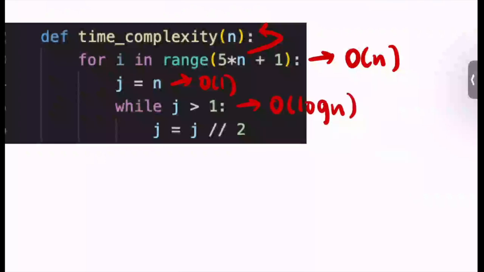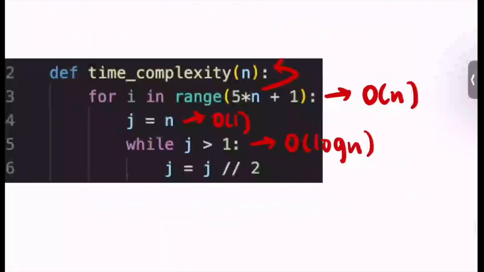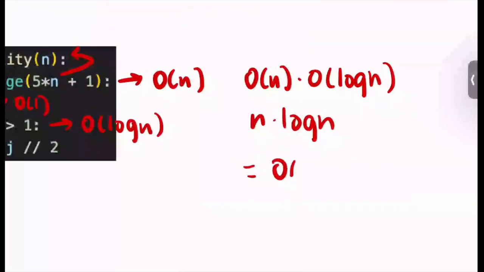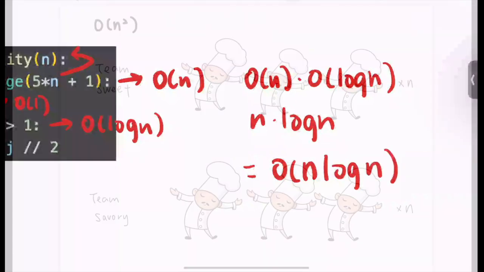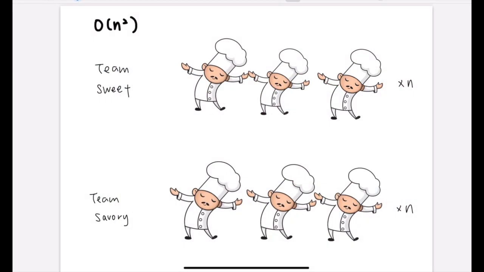And when we combine the time complexities of the outer and the inner loop, where our inner loop is dependent on our outer for loop, we can just multiply the complexities together. We would get the time complexity O(n log n). Next, we'll be going over time complexity O(n squared).